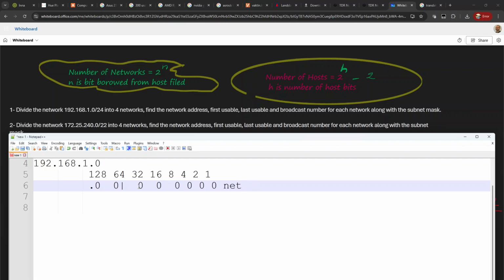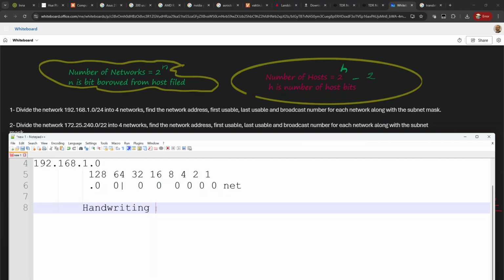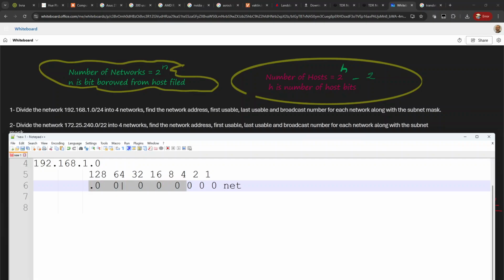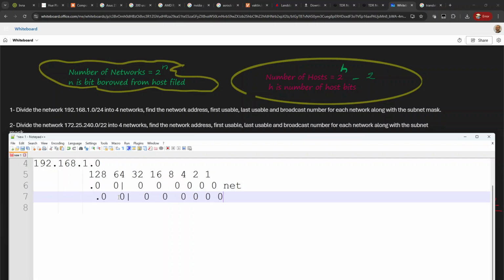And what I'm going to do right now is copy all those bits here and paste them right here. So I'm going to paste those bits. Let's copy them. I think I didn't copy them. So I'm going to copy those bits right here 3 times. One for the network, the second for the first IP.